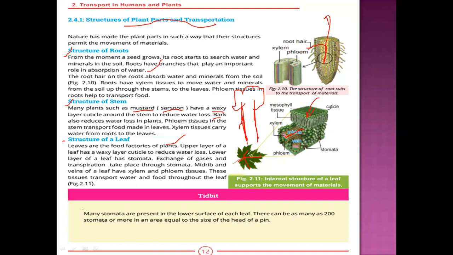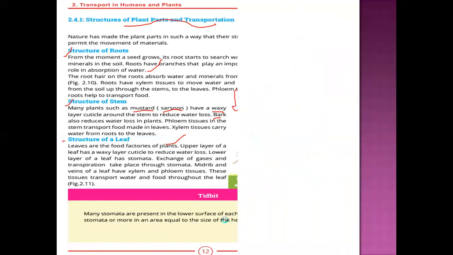So there is a point to ponder. Many stomata are present in the lower surface of each leaf, there are almost 200 stomata on the area. If we just put a pin head on the leaf, under this head we have almost 200 stomata, which help in transpiration as well as absorption of oxygen and carbon dioxide to do photosynthesis.